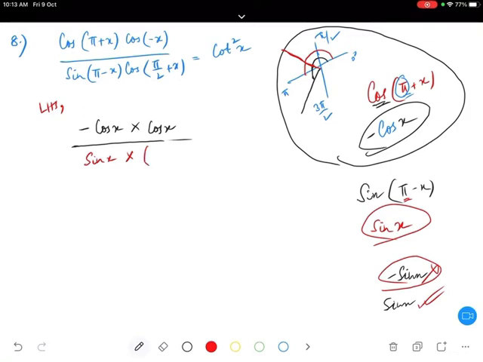Very good. Minus cos x is minus sin x. Look at here: cos of pi by 2 plus x. Pi by 2 plus x means what? It is 90 degrees, an odd multiple of 90, so cos becomes sine.